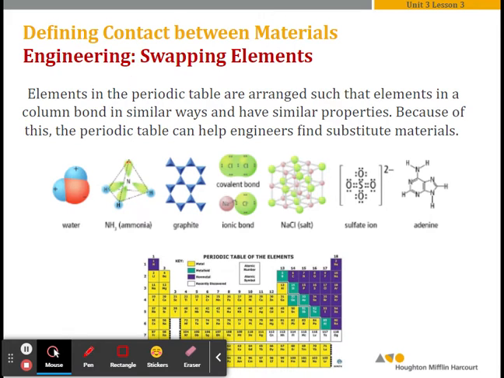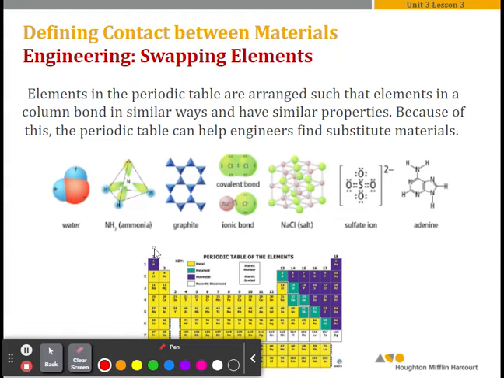Elements in the periodic table are arranged in a specific way, and this is nature that has done this, but people have recorded this and made a periodic table that reflects what can be observed in nature. So if you look at the periodic table, if you look at the various columns, like we have column 1 here, column 2 here, all the way up to column 18 over here, the elements in the periodic table are arranged so that elements in the same column bond in similar ways and have similar properties.